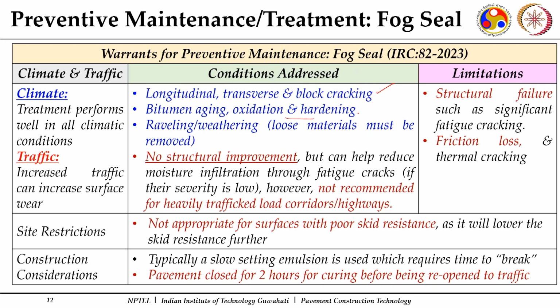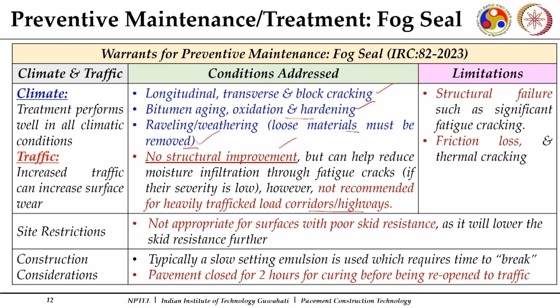Bitumen aging, oxidation and hardening, those surfaces or conditions can also be treated with the help of fog seal. With some initiation of raveling, loose materials must be removed, but definitely whenever the surface needs to be prepared, it needs to be cleaned of any loose material, debris or foreign material present over it. No structural improvement is there, and it is usually not recommended for high traffic roads or highways.